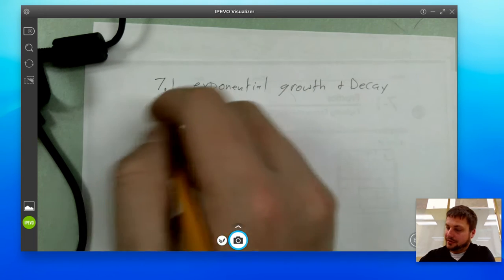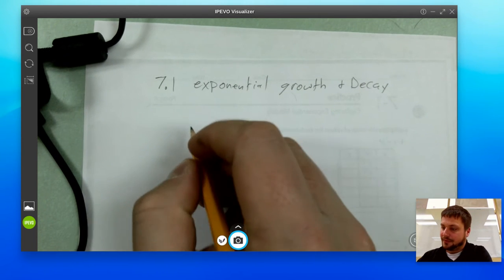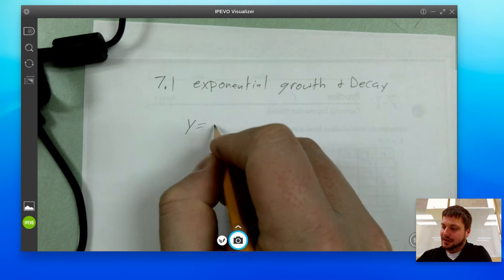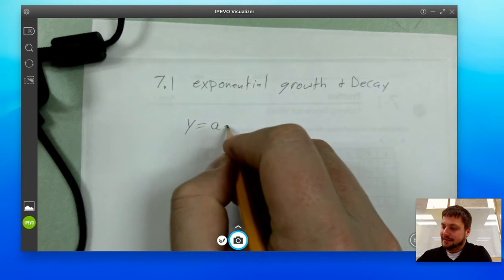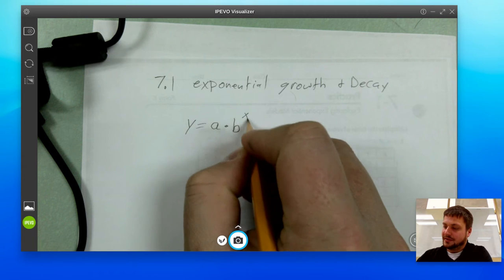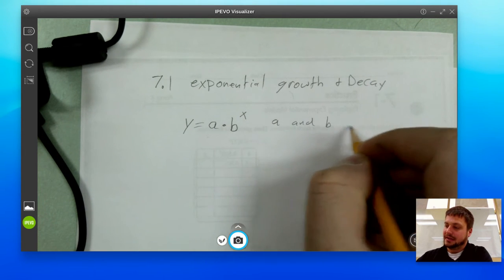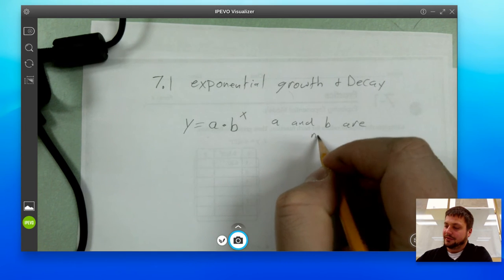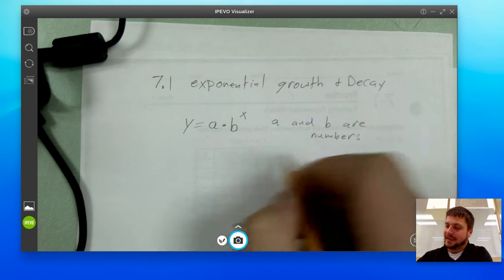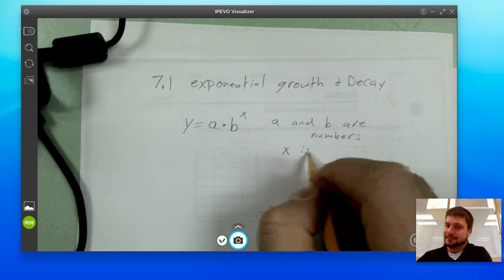So all the things that we're going to work with in this chapter are going to be in the form y equals a times b to the x, okay? Where a and b are numbers, and x is your variable.